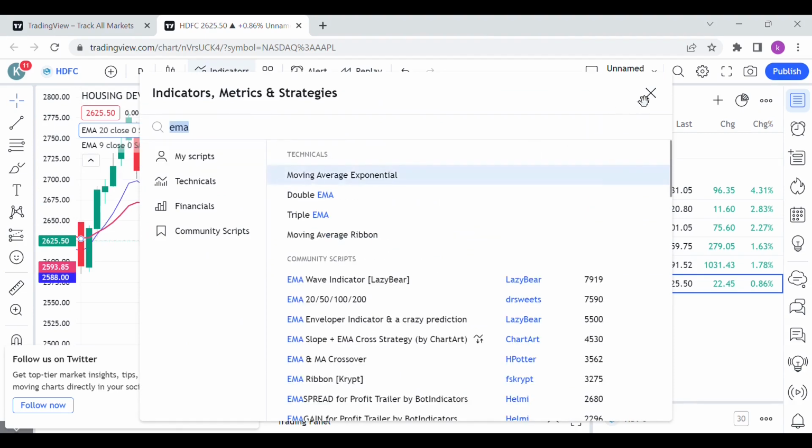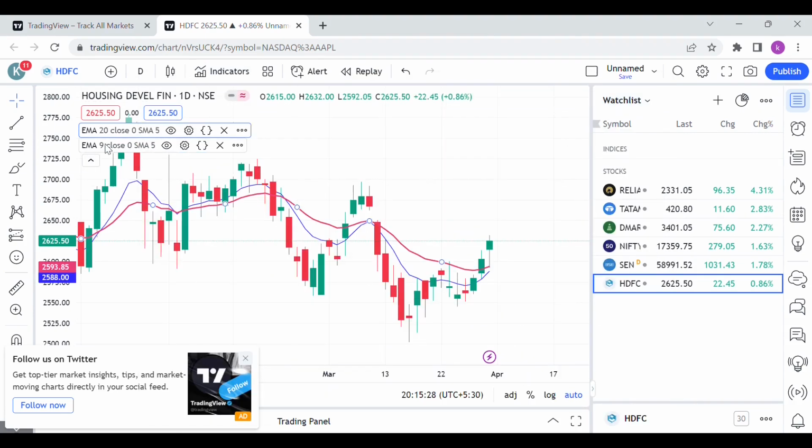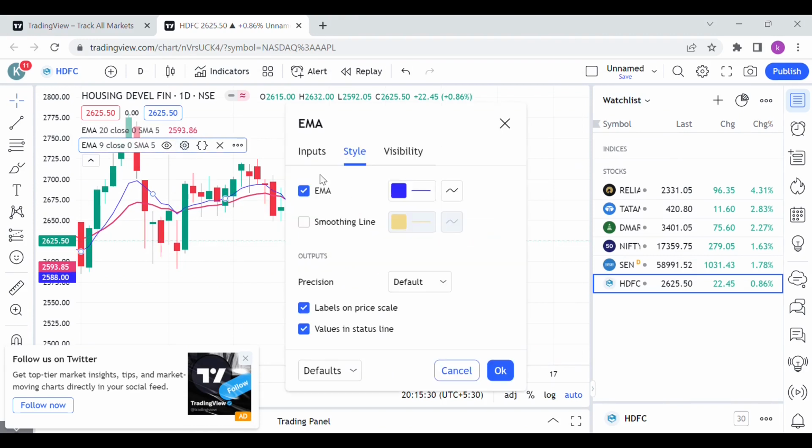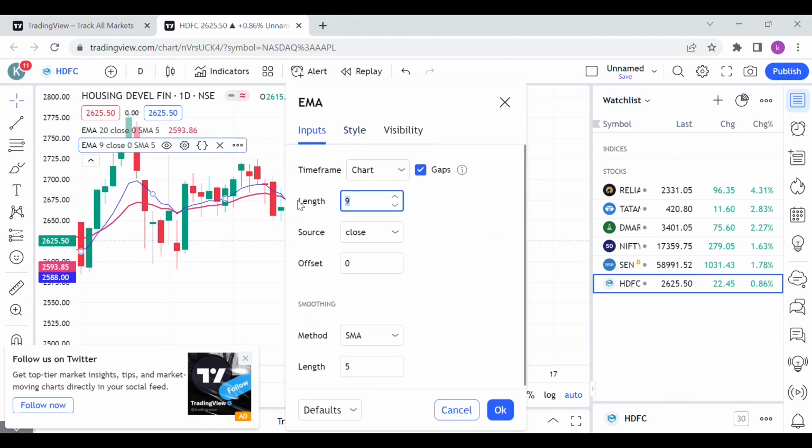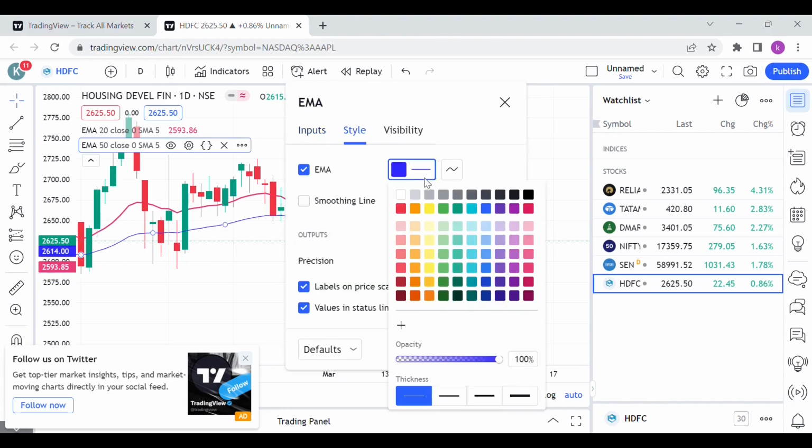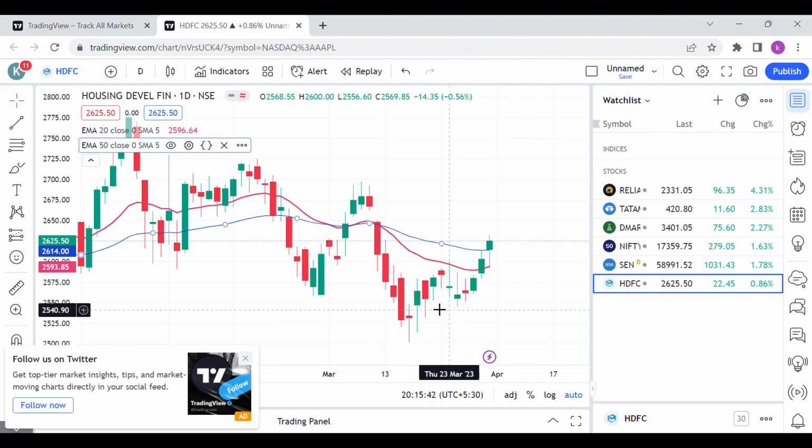This is EMA. Again you type exponential moving average, just increase the days. Here you can see the same 9 appears. Just click on this icon and put the 50 day. I want to give a blue color. Previously blue was already selected, so this is how it is. So blue color, just click OK.